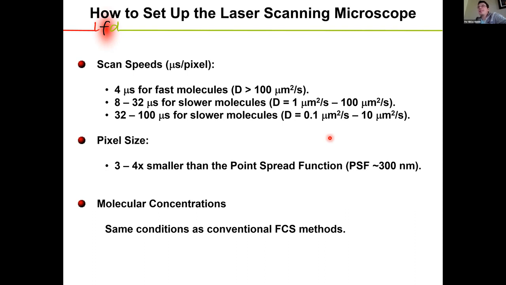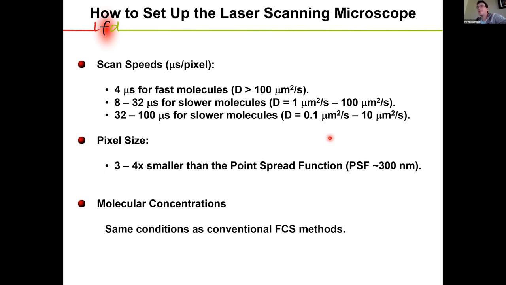Okay, the next parameter you have to consider is the pixel size. So what we need to do is set up the instrument so that the size of an individual pixel is about 3 to 4 or 5 times smaller than the size of the point spread function of your instrument. If you're using a high numerical aperture lens, which you should in this case to get as many photons as you can, the size of that point spread function will be in the range of maybe 250 to 300 nanometer. For example, a numerical aperture 1.2 water immersion lens is one that we typically use for those kinds of experiments.